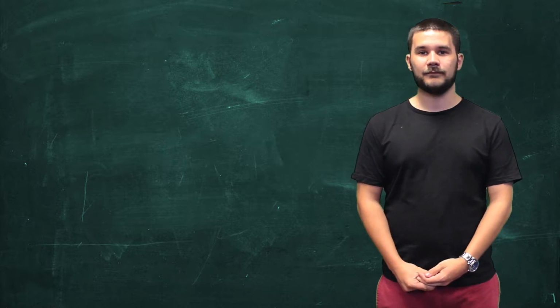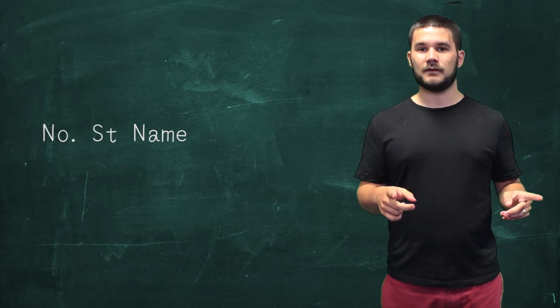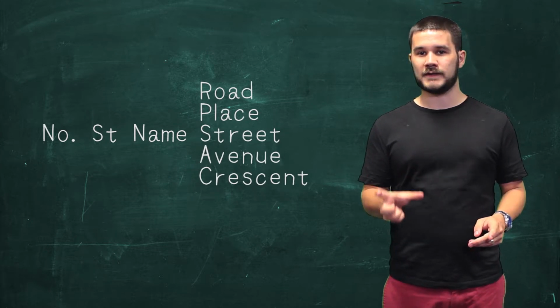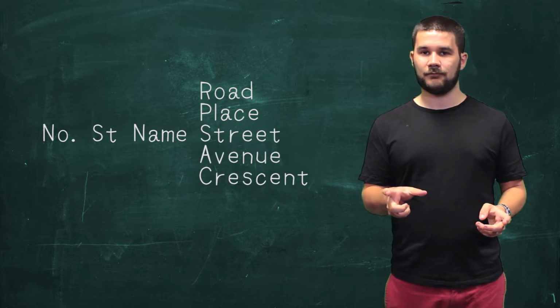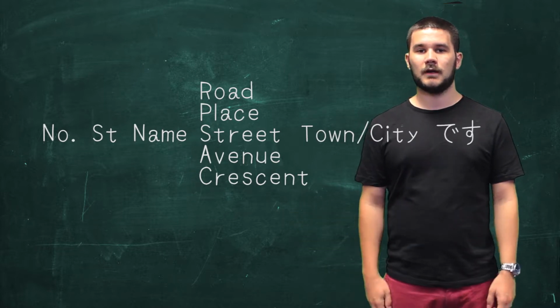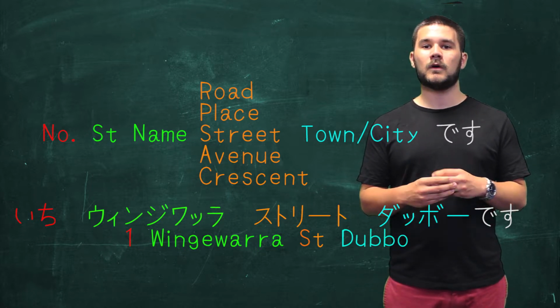Okay, so when somebody asks you for your street address, I'll ask you the question, 住所は何ですか? I want you to answer the number of your street, the name of your street, followed by what type of street it is, a street, road, crescent, avenue, etc., your town or suburb, and then des. 1ウィンジワラストリートダボです.